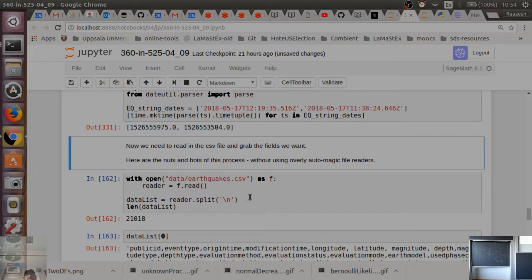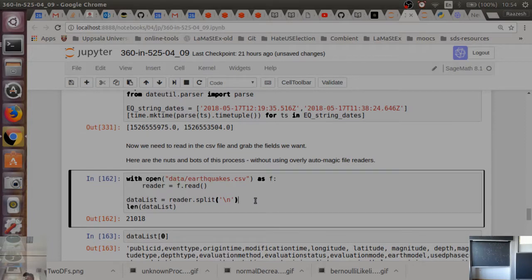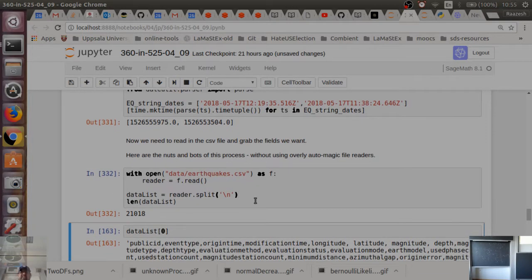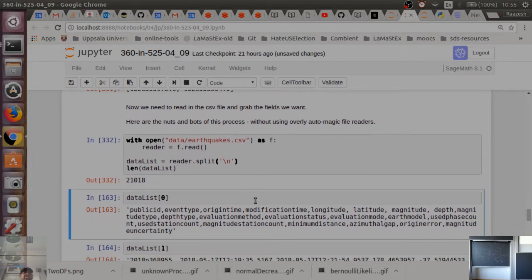What I now need to do is suck in the full CSV file. This is what Mahmoud was showing us last time, with open date earthquake.csv, f.read, and data list. So now we're splitting the whole string of the whole file by end of line characters. Each row ending in an end of line is its own row, basically. So it's 21,018 such things.